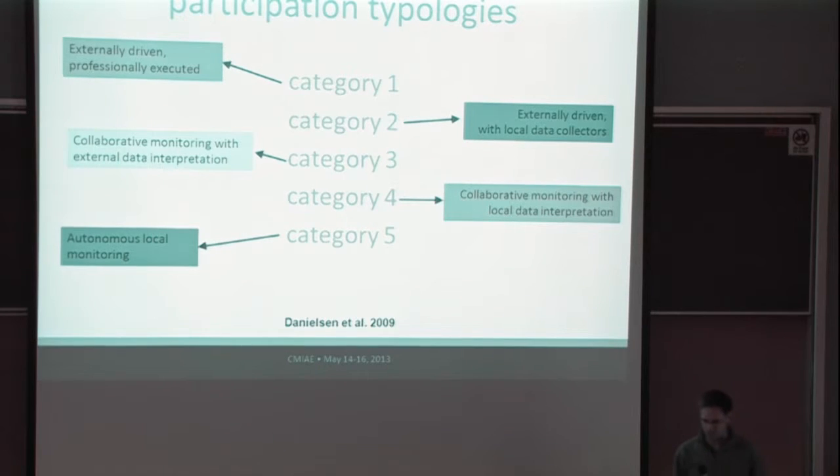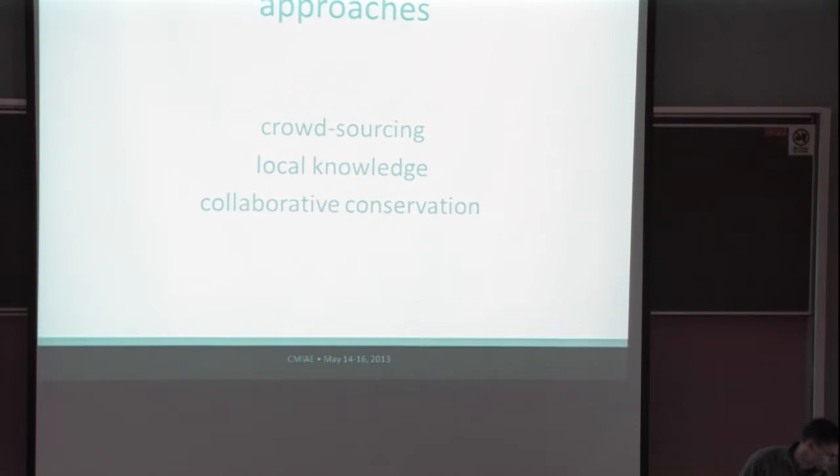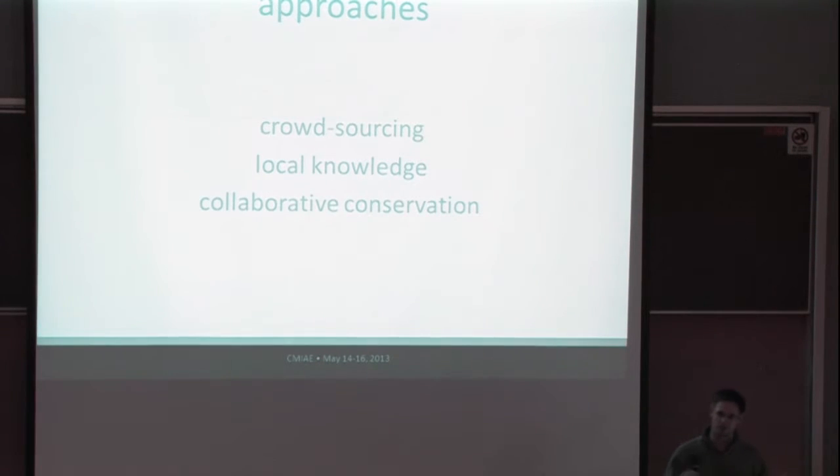So regardless of whether you're at Cornell and you're calling this contributory, collaborative, or co-created, or whether you're Finn and you're talking about categories 1 through 5, I think it's just important to be aware of these different levels of participation. There's also different approaches to participation. We work a lot with crowdsourcing efforts. We also work with local traditional ecological knowledge projects, and we also work with collaborative conservation efforts. Robin Reed at Colorado State University has created the Center for Collaborative Conservation to really focus on bringing these people together to collaboratively do natural resource management.